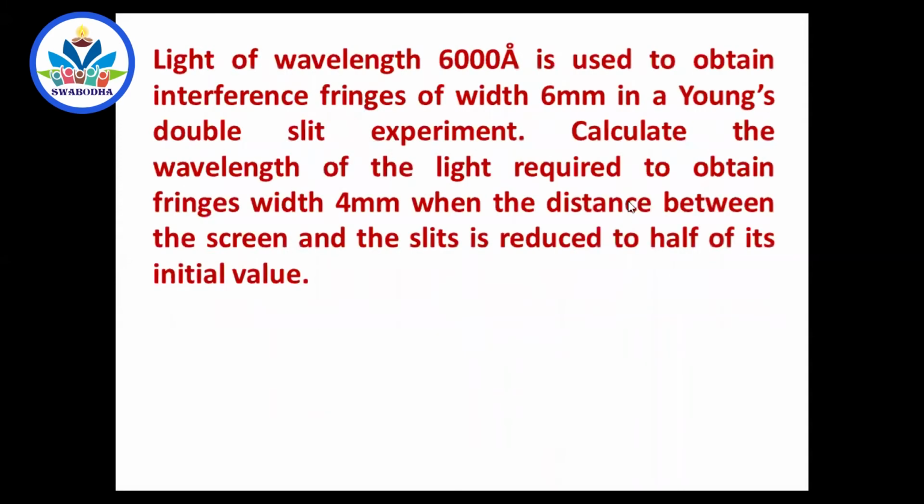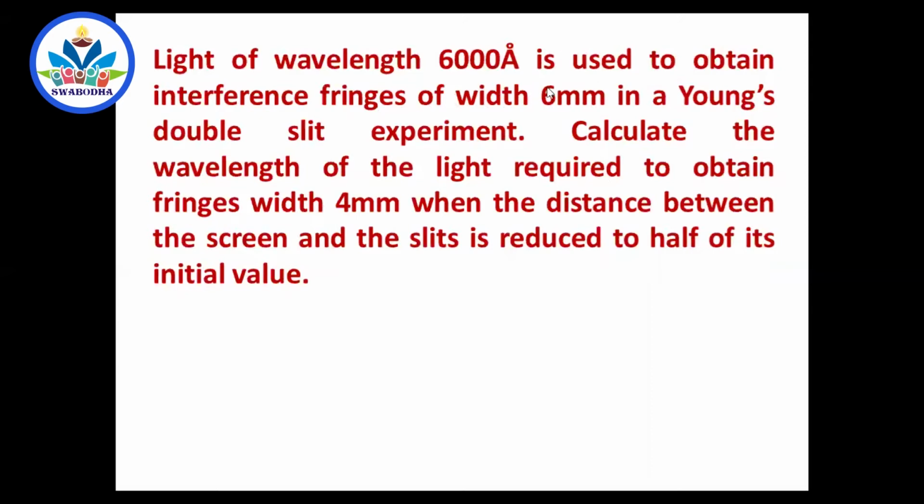Shall we move on to the next question? Light of wavelength 6000 angstrom is used to obtain interference fringes of width 6 millimeter in a Young's double slit experiment. That means 6 millimeter itself is the distance between two successive bright fringes or two successive dark fringes. It is very clear. Calculate the wavelength of light required to obtain the fringes of width 4 millimeter.